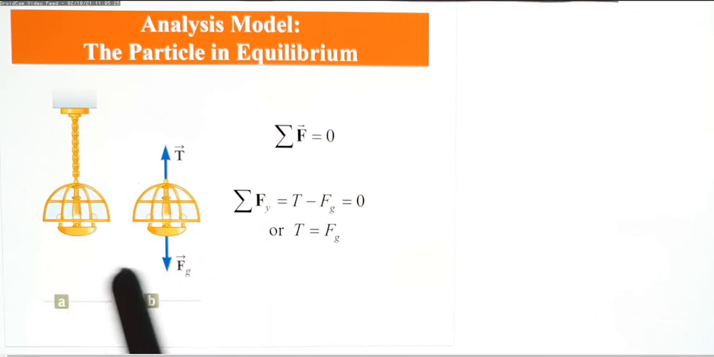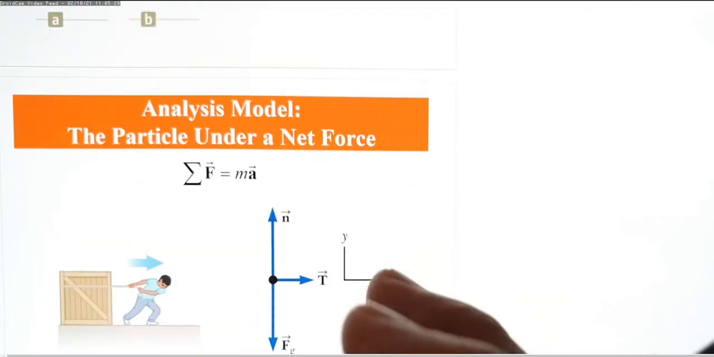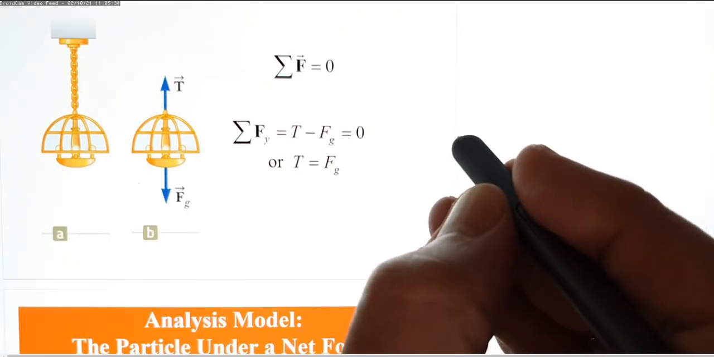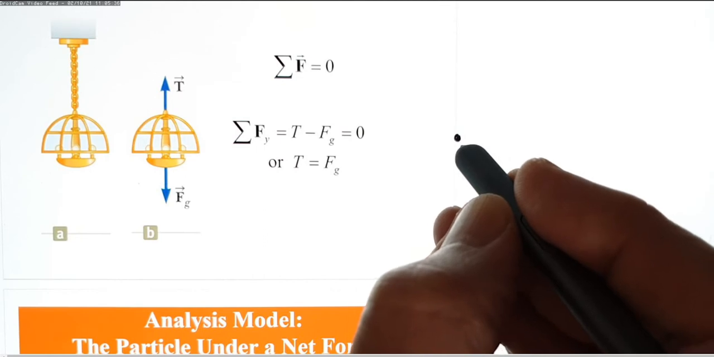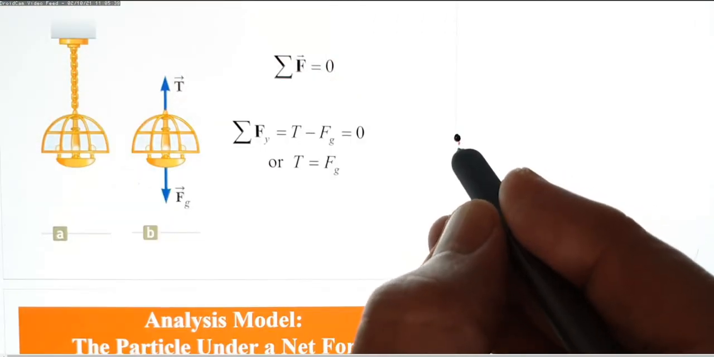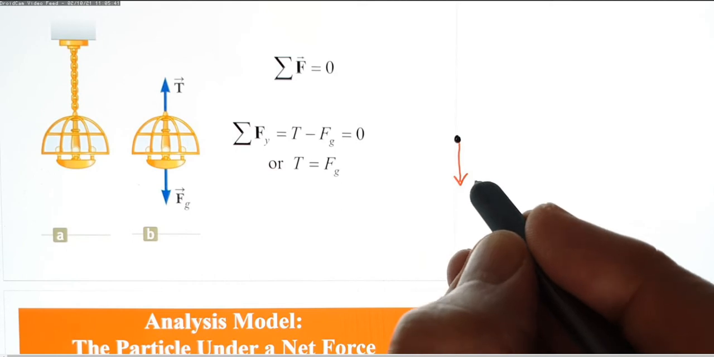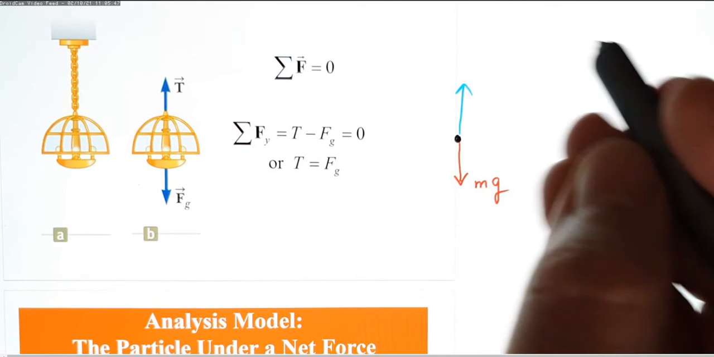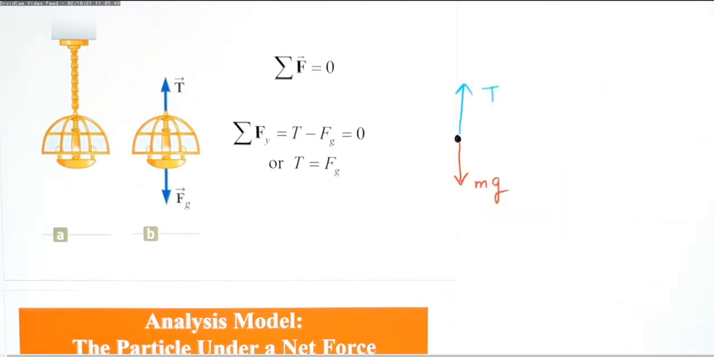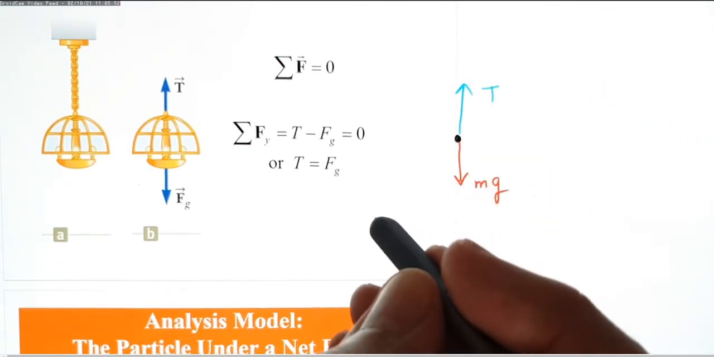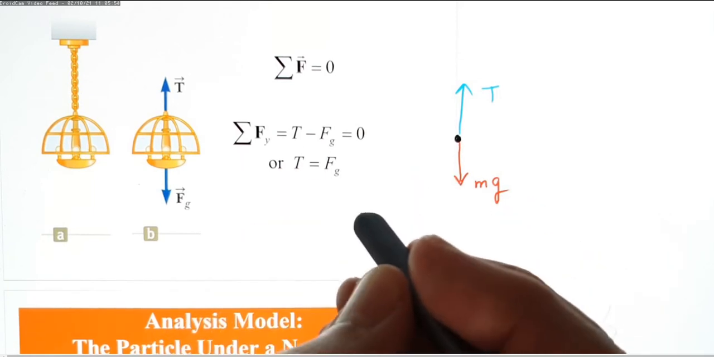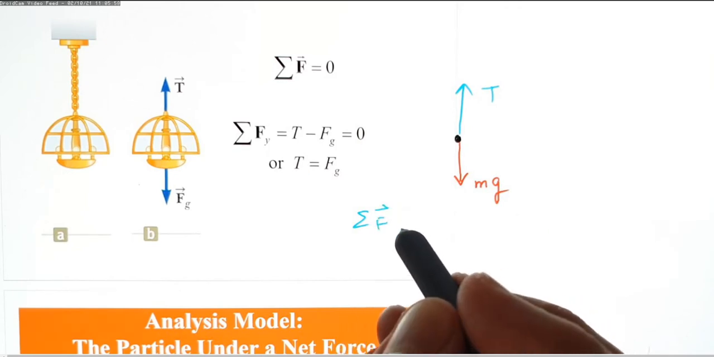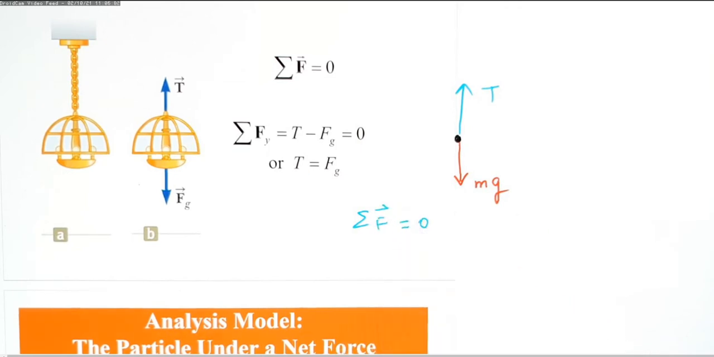Okay, in this situation we draw our object as a point, and then we have gravitational force and we have our tension. Summation of forces, I'll just repeat what he's written. Summation of forces is equal 0.